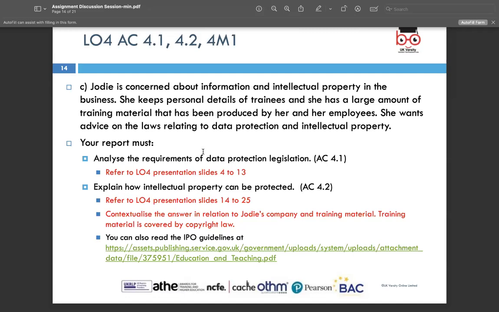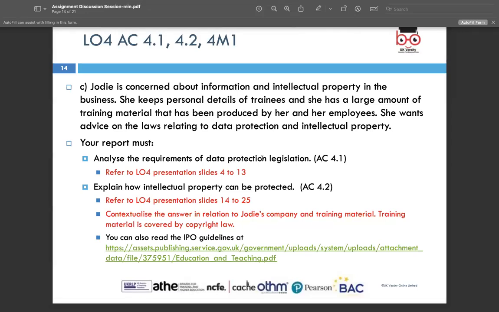So this is sessions 4.1 and 4.2. When we talk about analyzing the requirement of data protection legislation, the data processing principles outline the six principles of data processing under GDPR or data protection regulations: lawfulness, fairness and transparency, purpose limitation, data minimization, accuracy, storage limitation, integrity and confidentiality.